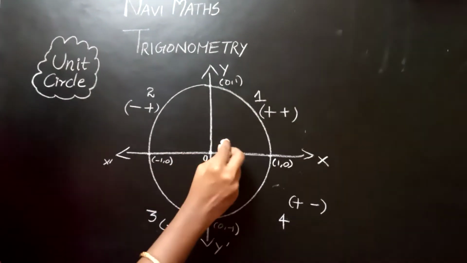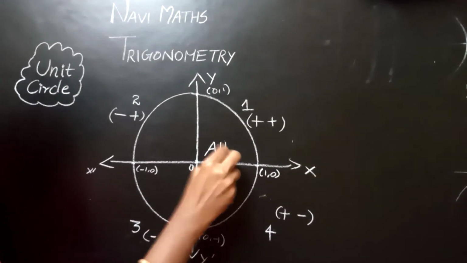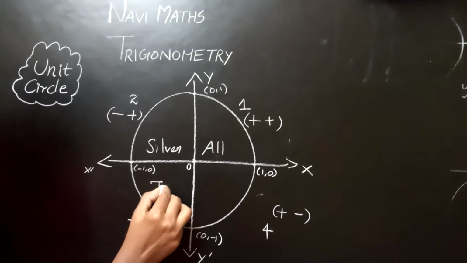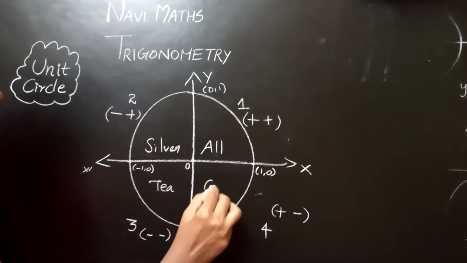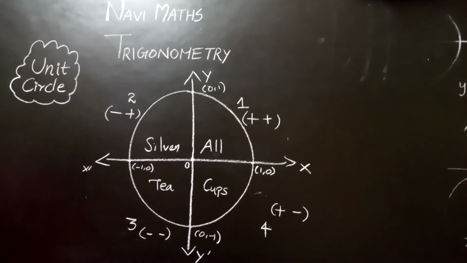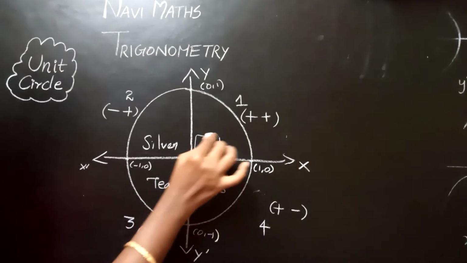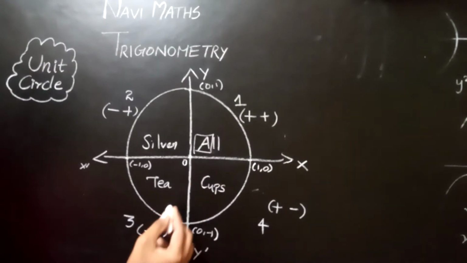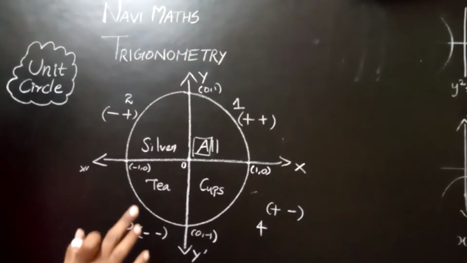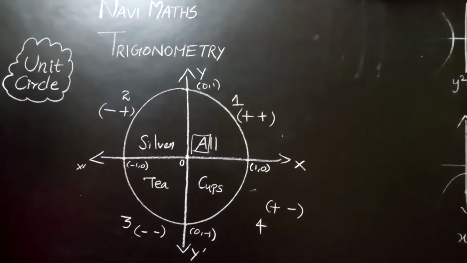Now first you have to know one thing. On this is silver and this is tea and this is cups. This will help you to remember particular points in these trigonometric ratios. This one, A, means all. We have 6 ratios totally, that is sine, cos, tan, cosecant, secant and cot. All the 6 ratios are positive here. A means all. So all are positive in the first quadrant.